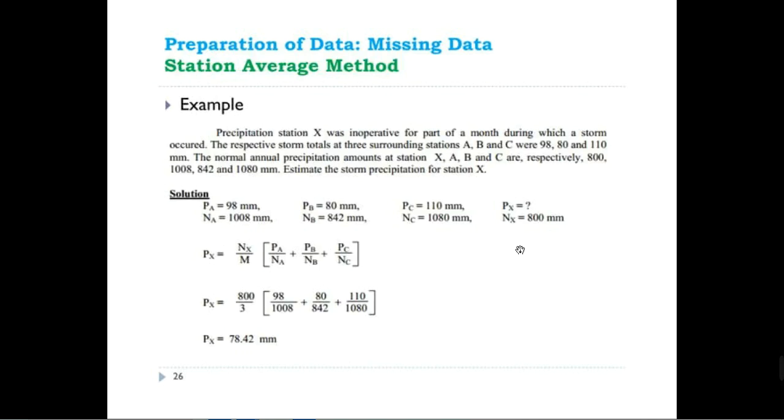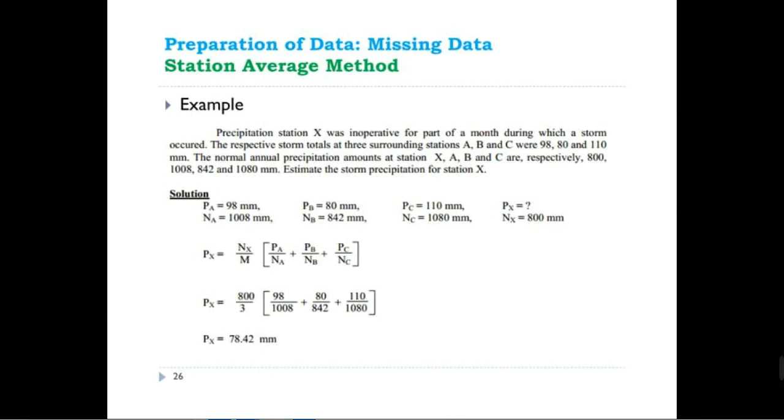The precipitation of data missing at the station, average method. The precipitation station was inoperative for part of the month during which the storm occurred. The respective storm totals at the three surrounding stations A, B, C were 98, 80 and 110 millimeter. The normal annual precipitation amounts at stations X, A, B and C are respectively 800, 1008, 8442 and 1018. Estimate the storm precipitation.